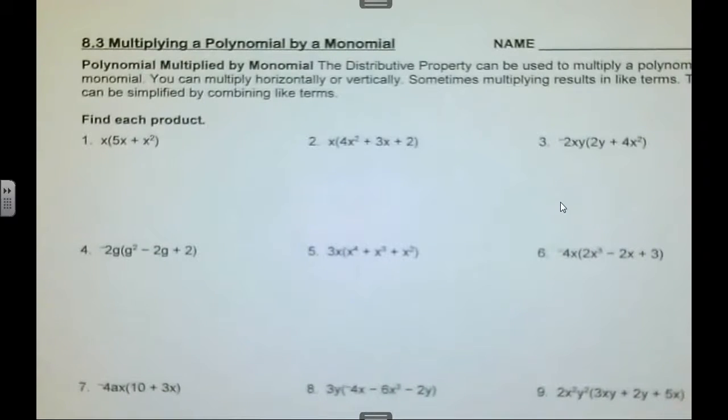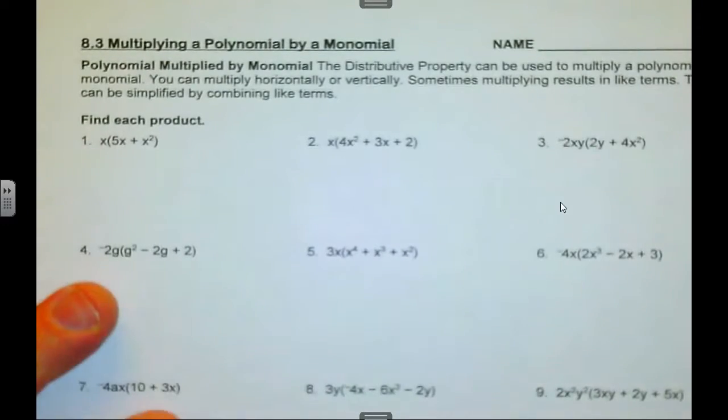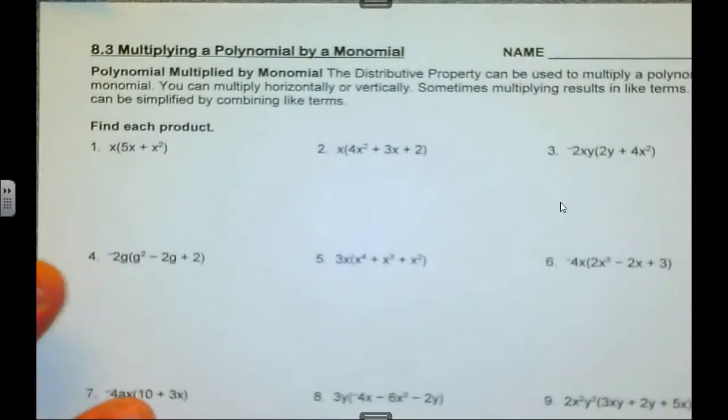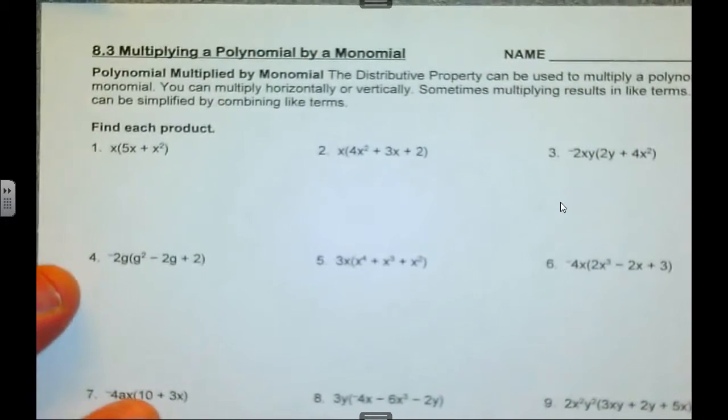Okay, 8.3, multiplying. We're not adding and subtracting anymore, like we did in 8.2, right? Right? Yeah. Bueller. Anyone? Anyone? Anyone? So we are multiplying a polynomial by a monomial.